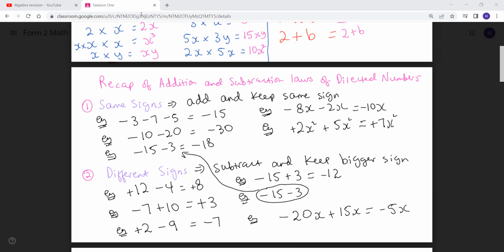Yes, sir. So for same signs, you add and keep the same sign, and then for different signs, you subtract and keep the bigger sign. Okay. Fairly simple, right? And these laws, we only use them when we add and subtract, and we know this by now, right? We did this a lot last week. We did this in Form 1 as well, right? Right. Excellent, Kyla.